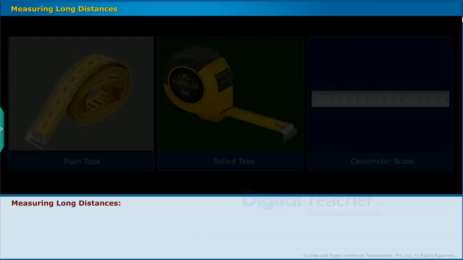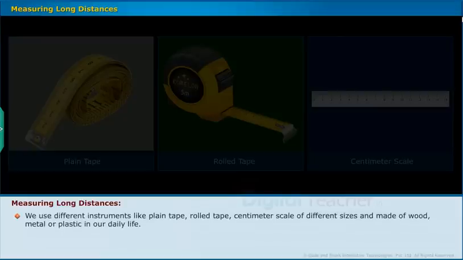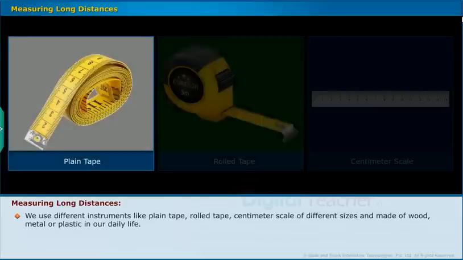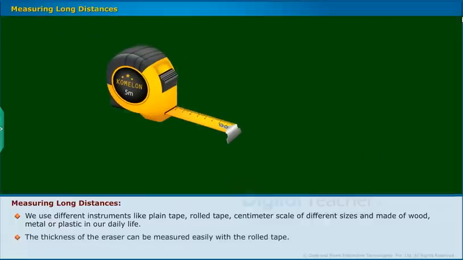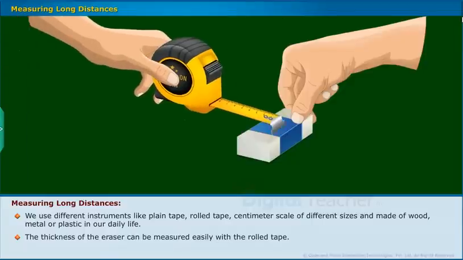Here, we will learn the way to measure long distances. We use different instruments like plain tape, roll tape, centimeter scale of different sizes and made of wood, metal or plastic in our daily life. The thickness of the eraser can be measured easily with the roll tape.